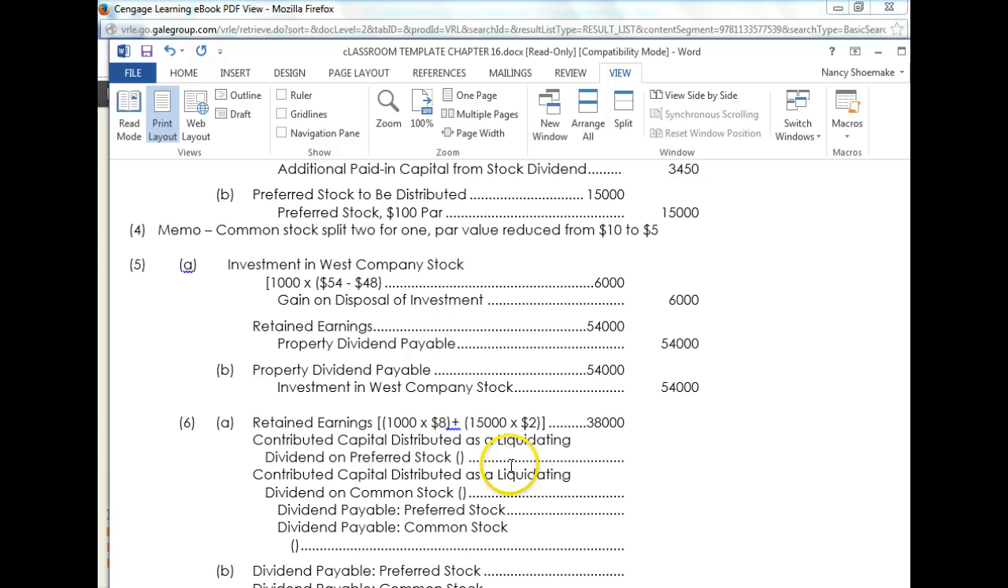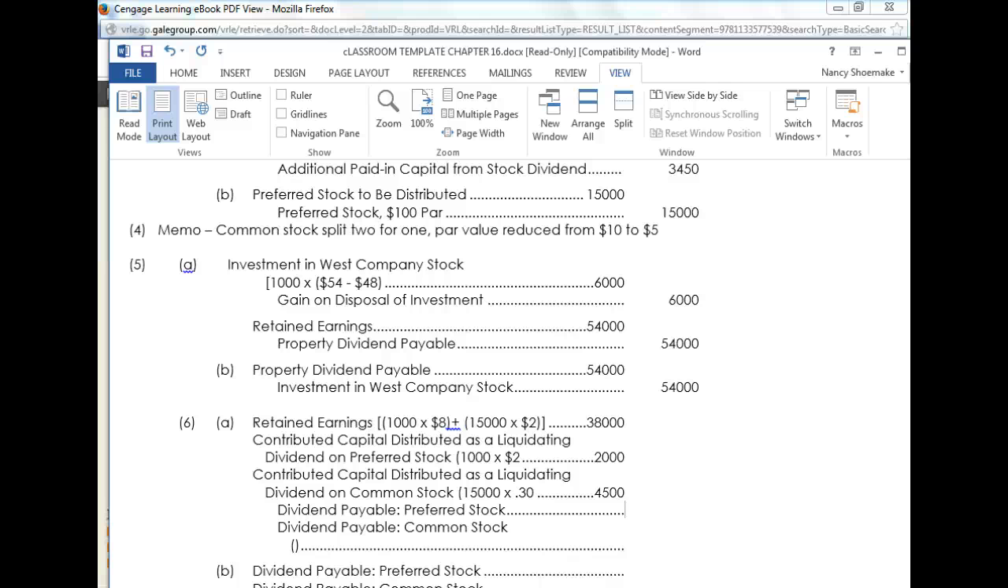Then as we move on, contributed capital distributed as a liquidating dividend on preferred stock is going to be the 1,000 times $2 a share, or 2,000. And then our dividend, the liquidating portion of the common stock, 15,000 shares times 30 cents, 4,500.